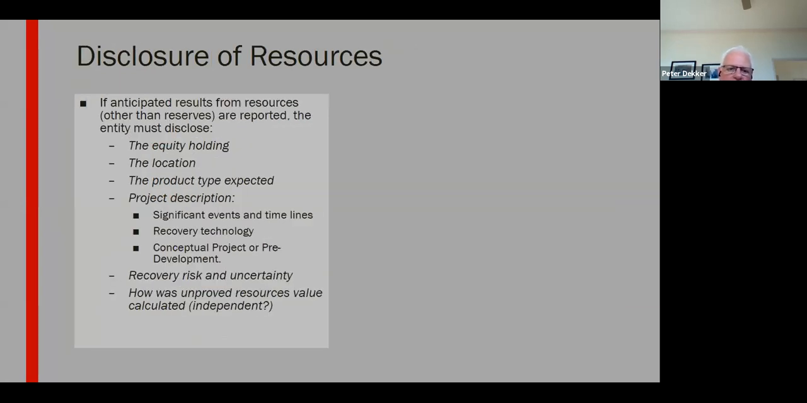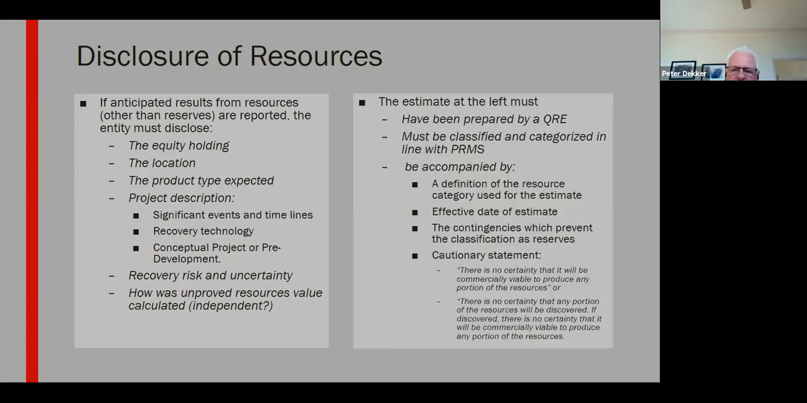Disclosure of resources. If anticipated results from resources other than reserves are reported, the entity must disclose the quantity of holdings. So how much do we have? Where are the resources? The product type and the project description. Which projects will be done to convert resources to mature resources to reserves? So significant events and timelines, recovery technology, conceptual projects or pre-development projects you want to do. The recovery risk and uncertainty, and how was unproved resources value calculated. So in unproved resources, how was it calculated? How much you want to get out? And is it independent or not? Independent from your company assessment or dependent on your company assessment?